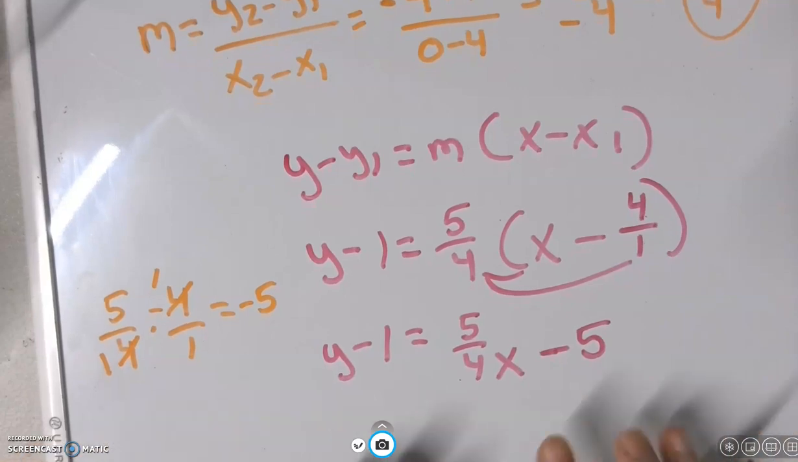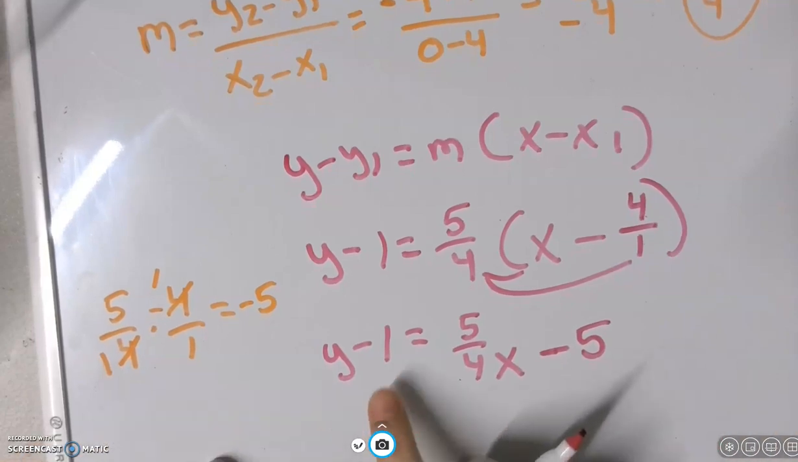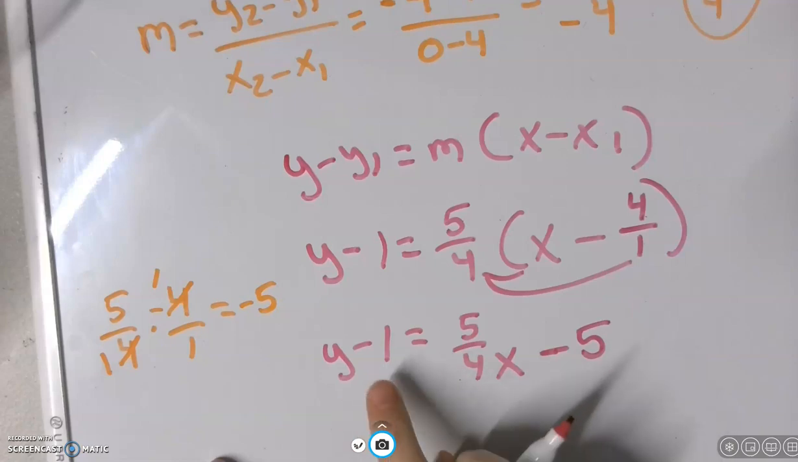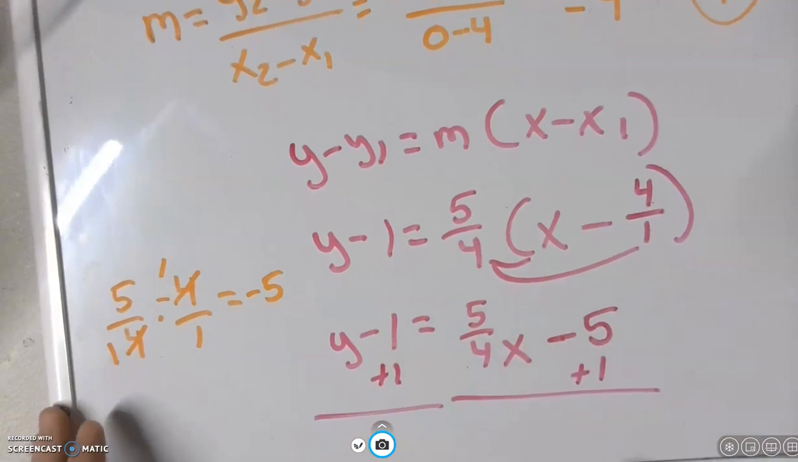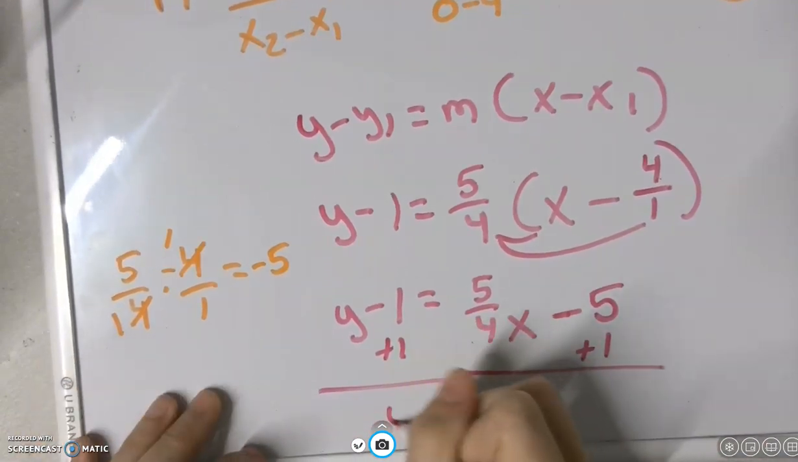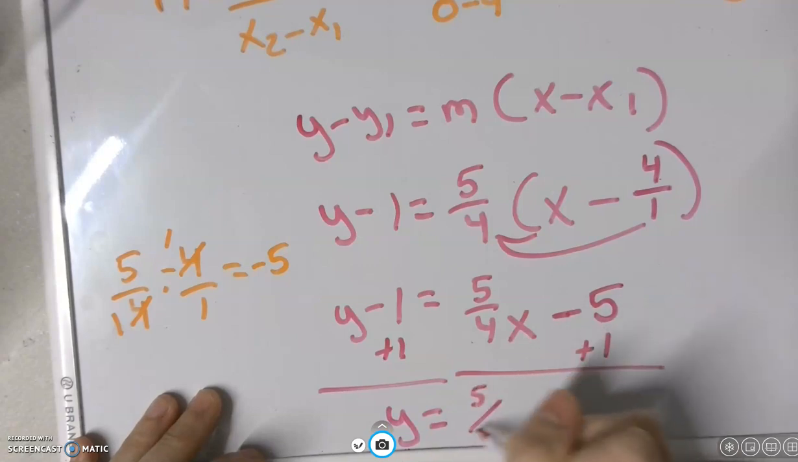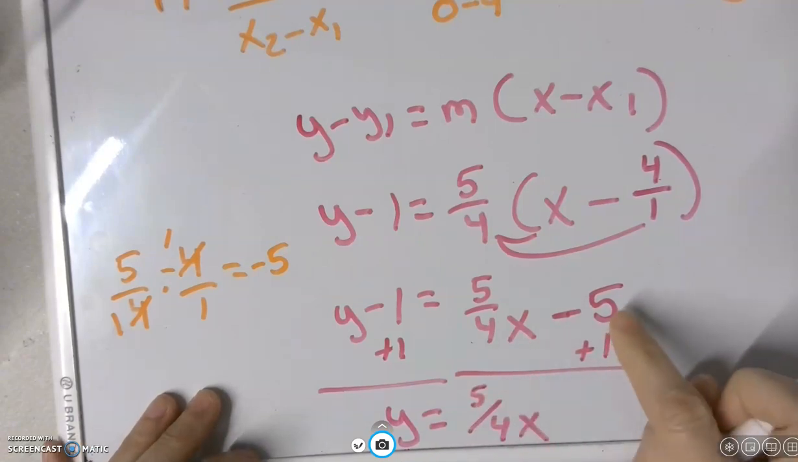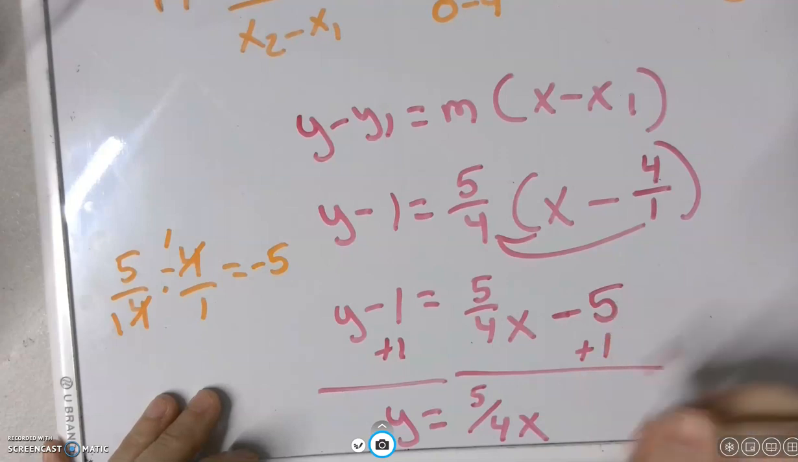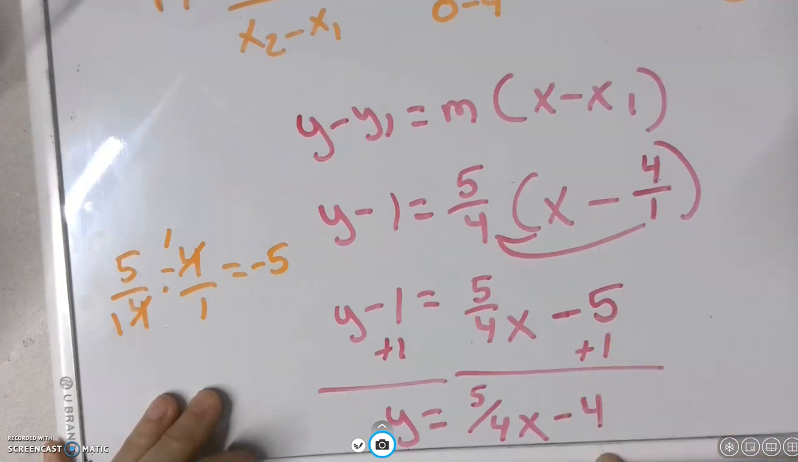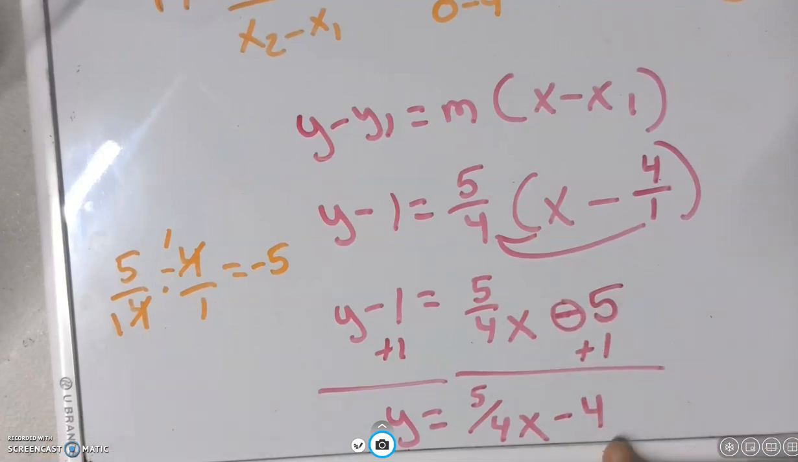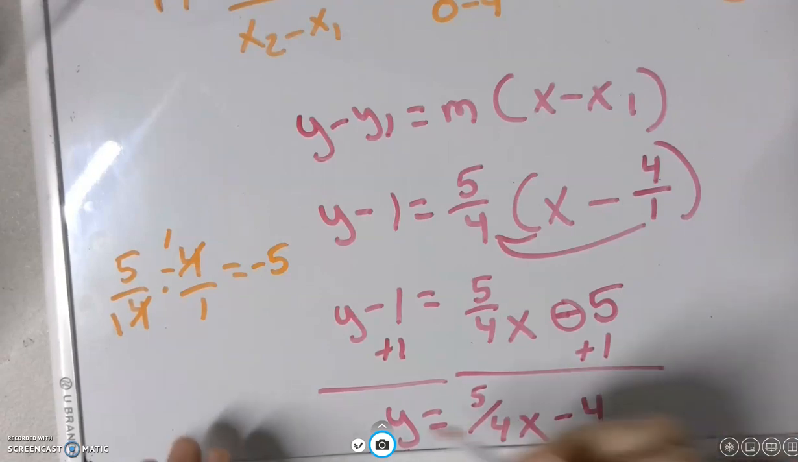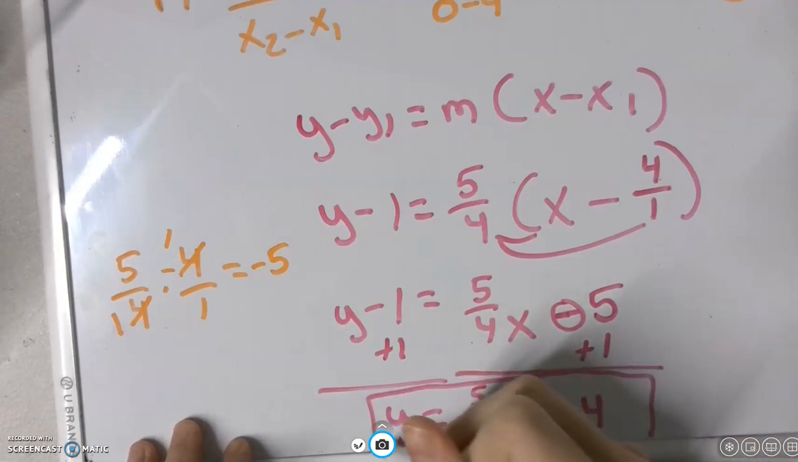Now that I'm here, I need y by itself. I'm just going to add 1 to both sides. Y minus 1, so I do +1, +1. When I do that, I get y equals 5 over 4x, and -5 plus 1. If I have -5 and I add 1, I'm now at -4. Or a different way, subtract and keep the sign of the larger number, is what we usually say. But my final answer now is y equals 5 over 4x minus 4.